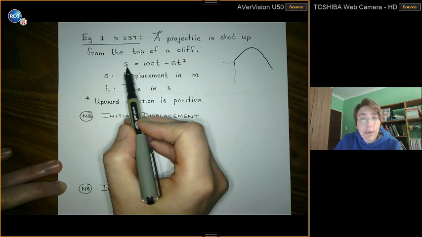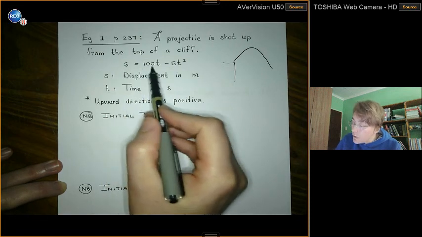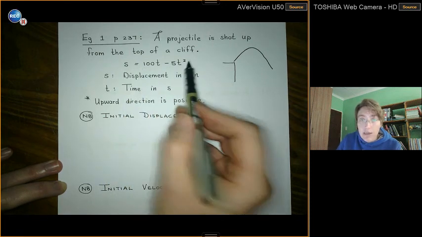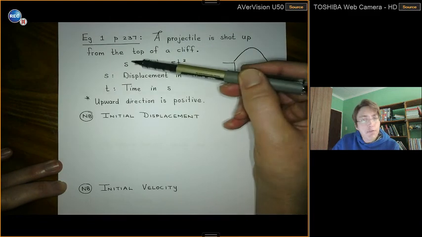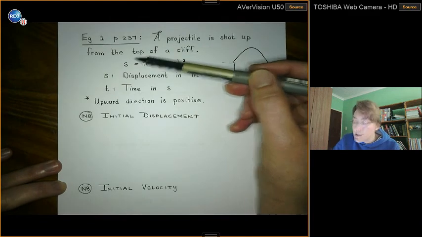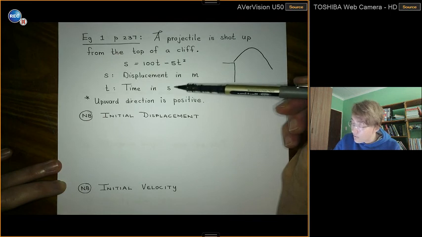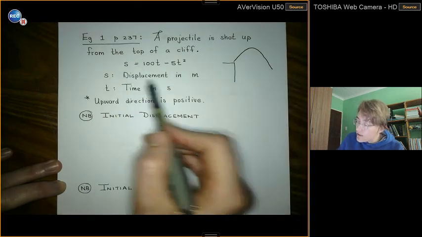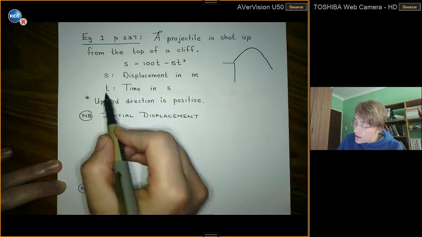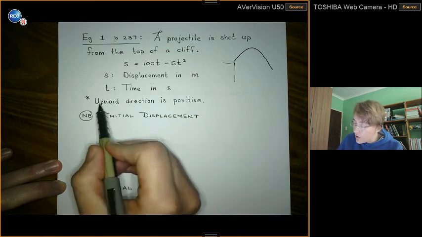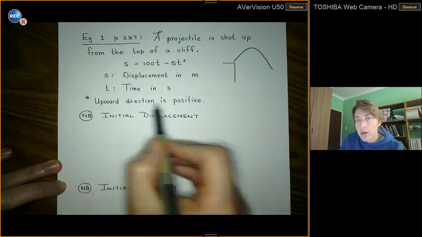S, which normally indicates displacement, is equal to 100t minus 5t squared. And like I explained to you guys, you don't have to memorize that S represents displacement, because they always have to explain to you what the variables are standing for. So the first variable, S, is displacement in meters, and then t is time in seconds. And very important, upward direction is positive.